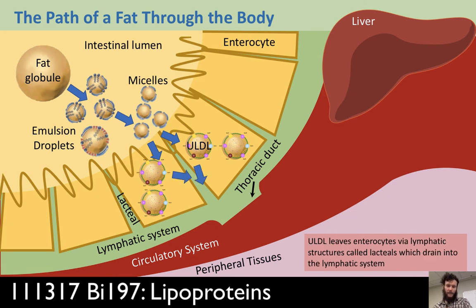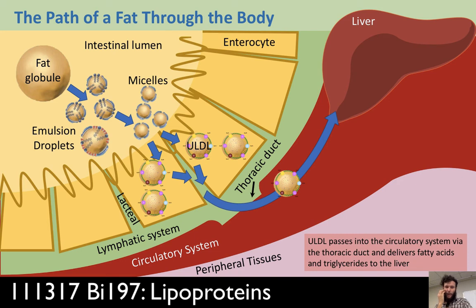So ULDL leaves the enterocytes and drains into the lymphatic system. These ULDL then travel through the lymphatic system all the way to the thoracic duct and pass through the thoracic duct into the bloodstream. Once they're in the bloodstream, these ULDL molecules are free to deliver the fatty acids and the triglycerides that they're carrying, primarily to the liver. They're trying to get to the liver.